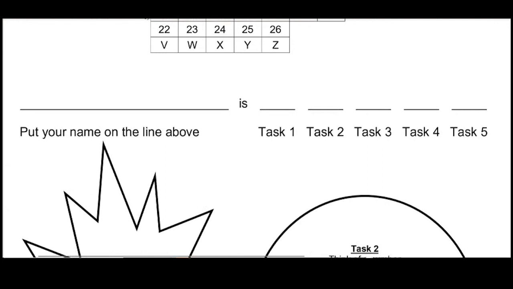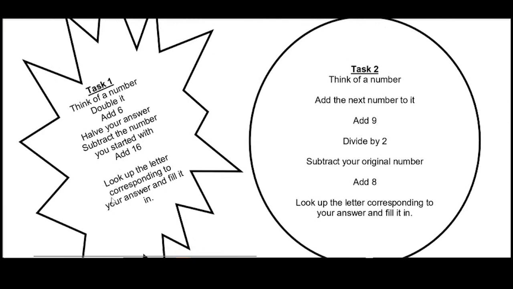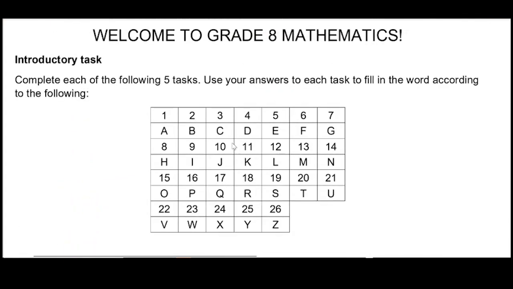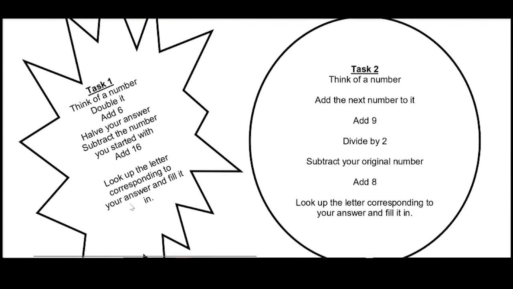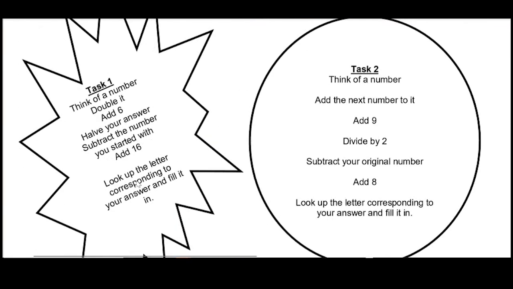The first activity that we're going to do is we're going to write our name on this line over here. So my name's Paul, and then we're going to do 5 different tasks, and each of them is going to come up with an answer, and we're going to find it would be a number, and we're then going to find that number in this table, and we're going to complete the word over here. Right, I'm just going to do the first one for you.